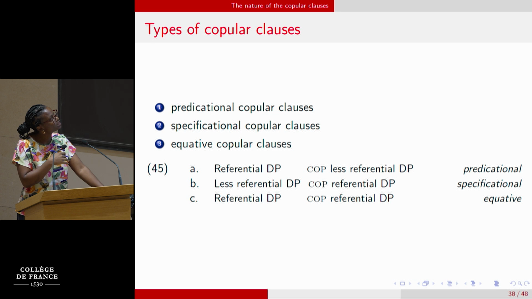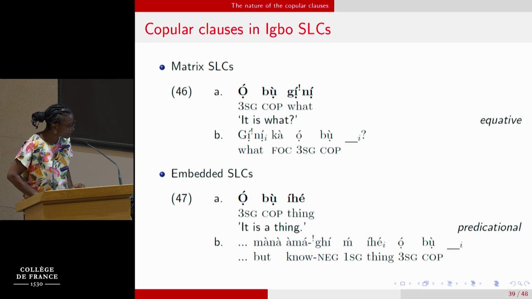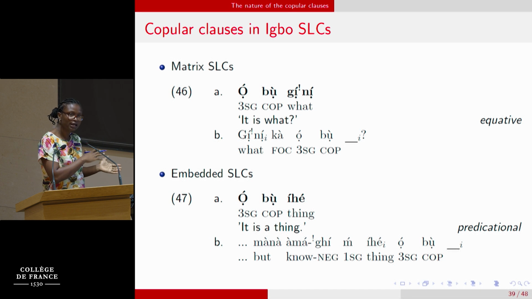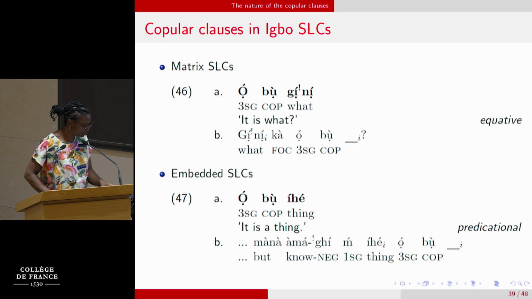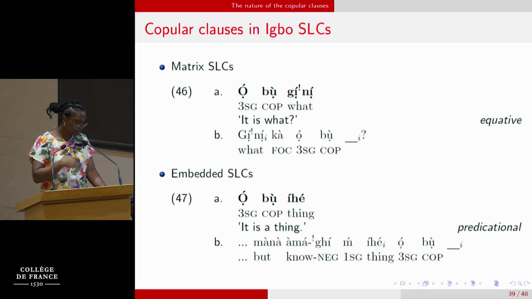So I will show that for these cases in Igbo, the cases of the sluicing-like, the pre-copular elements in both kinds of copular clauses are referential. The point I'm making here is that matrix sluicing-like constructions are equative, in the sense that both the pre-copular DP and the post-copular DP are referential, going by the classification I just showed you. And for the embedded cases, we have a predicational copular clause where the pre-copular element is referential and the post-copular one is less referential, usually a kind of property.